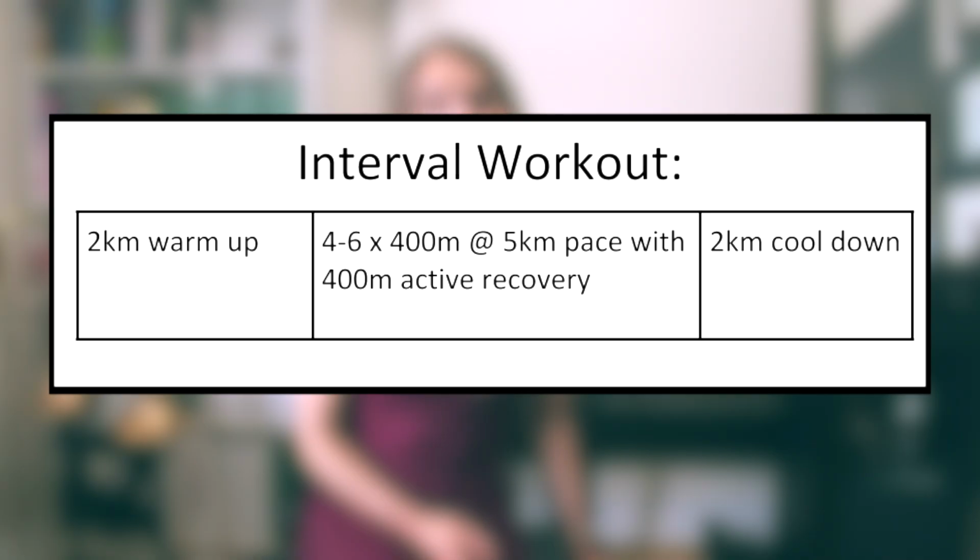An example of an interval workout is as follows. First, start out with 2 kilometers of warm-up. Then you do between 4 to 6 times of 400 meters at 5K pace with 400 meter recovery. To end this workout, do 2 kilometers of cool down. It may be super tempting to stop moving after your 400 meter interval. However, a slow jog or walk will keep the blood flowing to remove waste products.